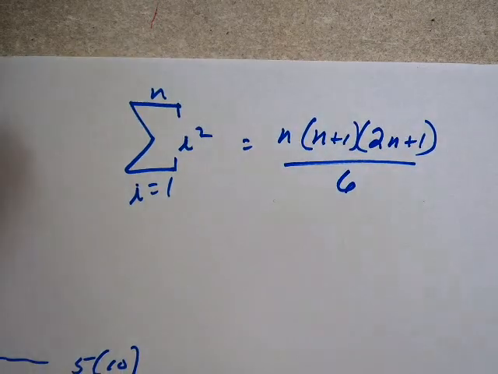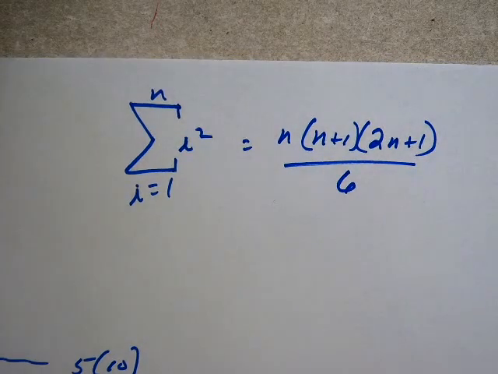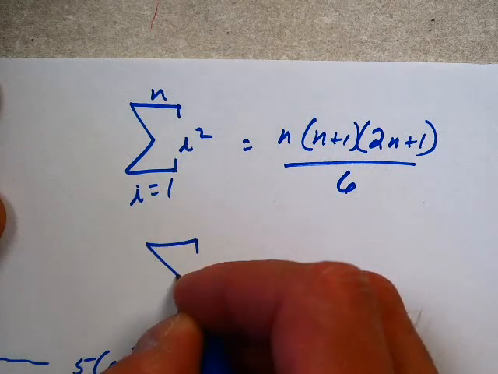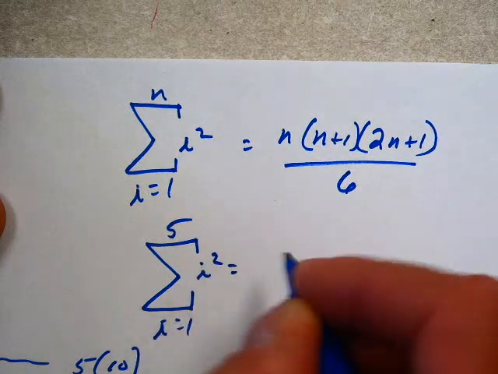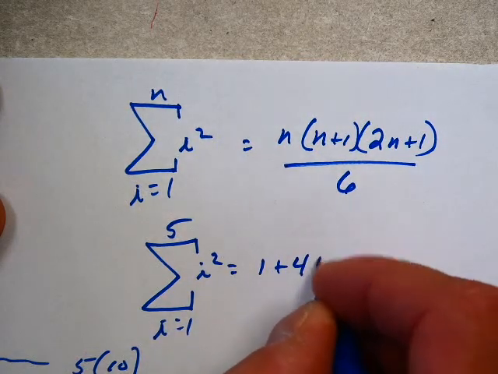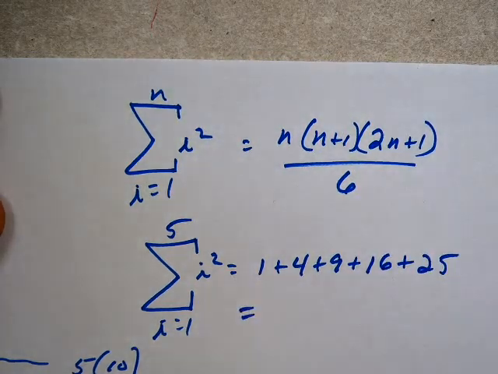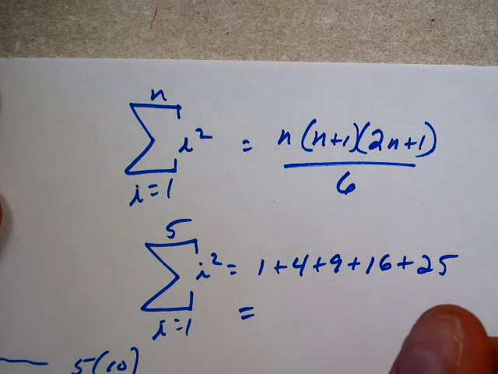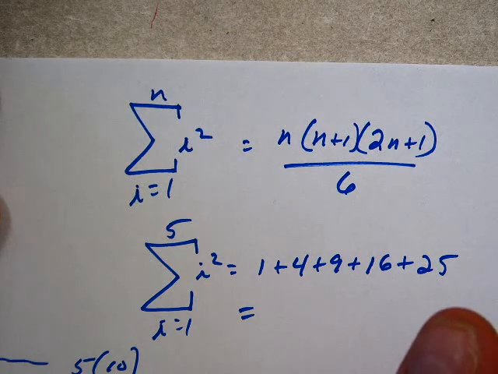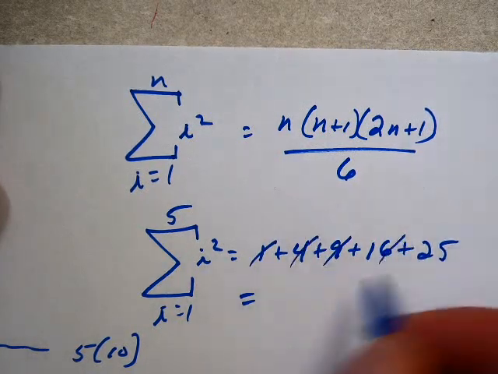Okay? So let's pick a small number for n, and then let's show that it works. Sum from i equals 1 to 5 of i squared: 1 plus 4 plus 9 plus 16 plus 25. So what do I have? 55. Wow, you guys did it that fast, huh? Oh, you went 10, then 30, good.